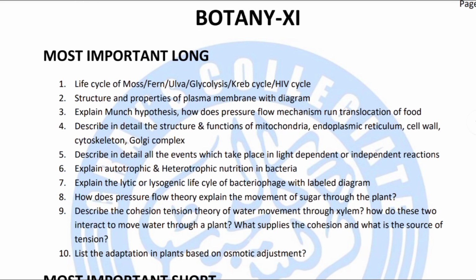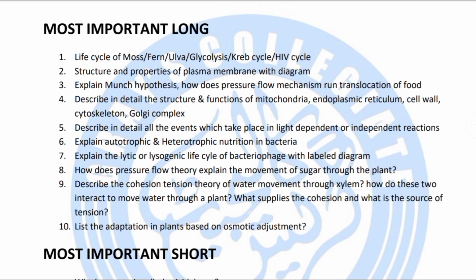The most important long questions you have are: life cycle of the moss, fern, ulva, glycolysis, Krebs cycle and HIV cycle. Question number 2: describe the structure and properties of the plasma membrane with diagram.